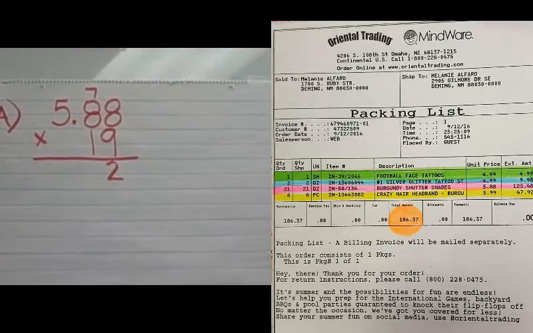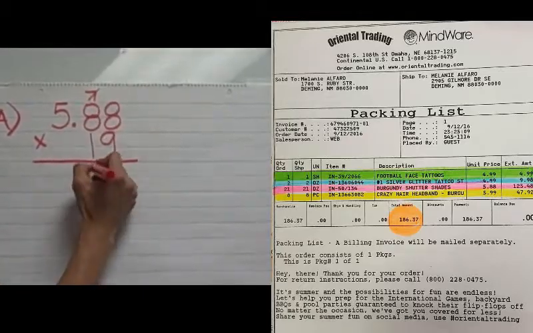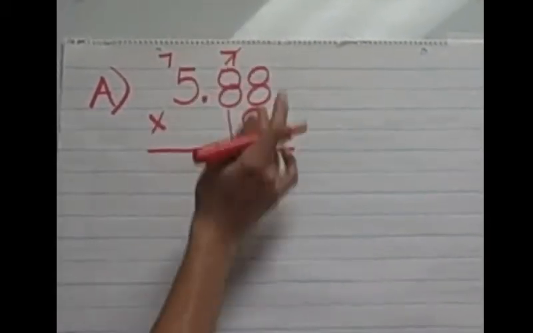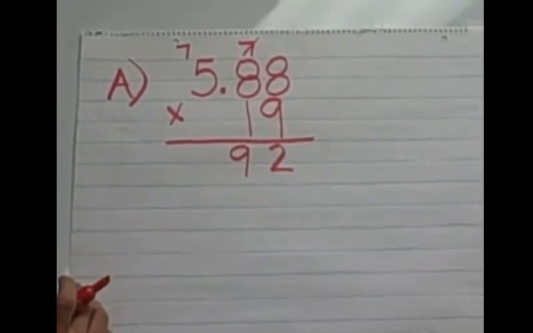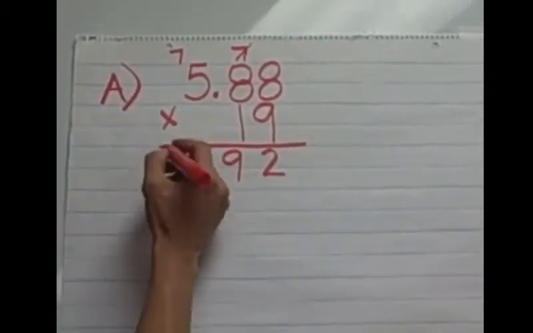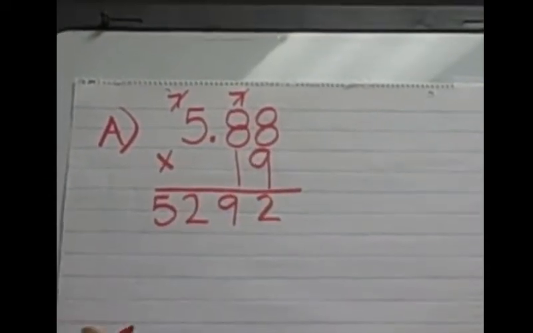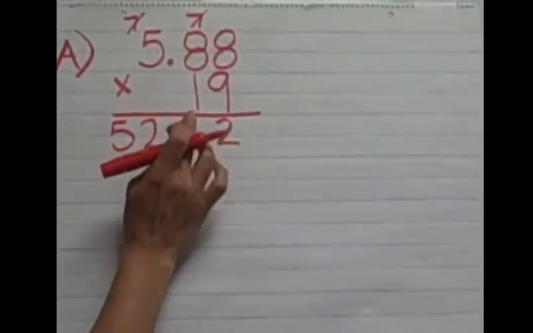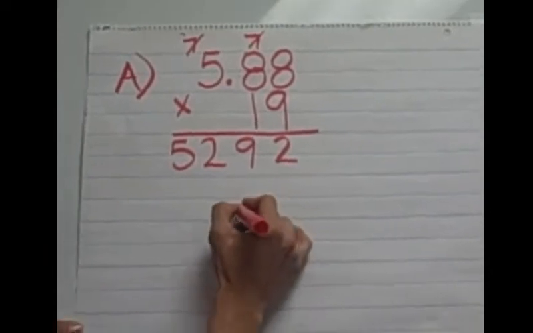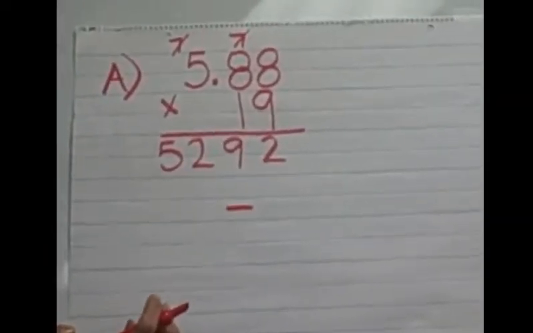9 times 8 is 72, plus the 7 is 79. 9 times 5 is 45, plus this 7 is 52. We're done with the 9, so now we're moving on to the 1. The first answer should come directly underneath that 1.